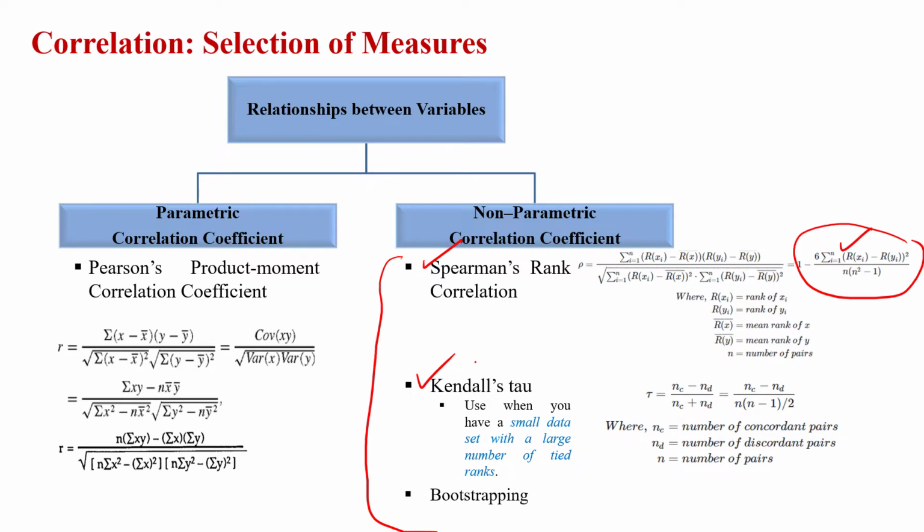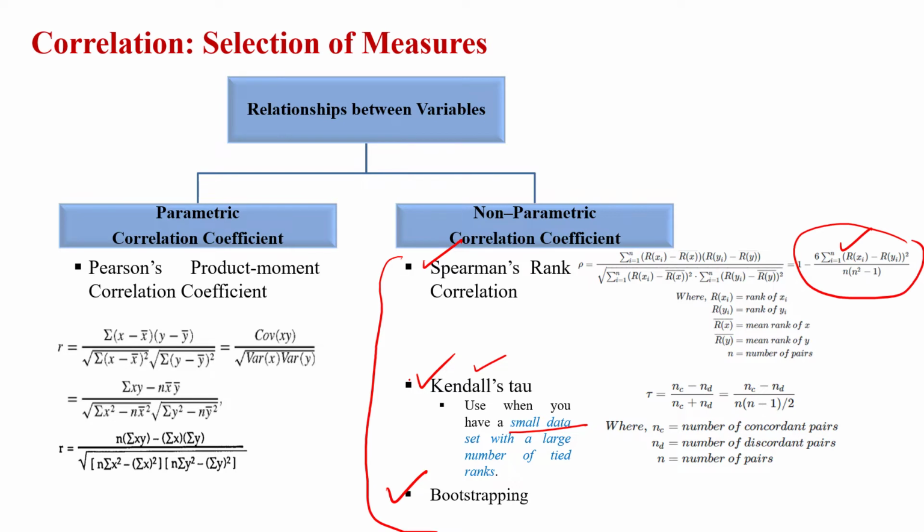Similarly, Kendall's coefficient is a similar type to Spearman's, meaning it also uses the ranking perspective, but normally we prefer the Kendall's tau correlation coefficient when the data set is small, when you do not have a large data set, but the ties between those variables are large enough. Then we can apply the Kendall's tau test. And the third technique which we can apply in the non-parametric setting is bootstrapping.